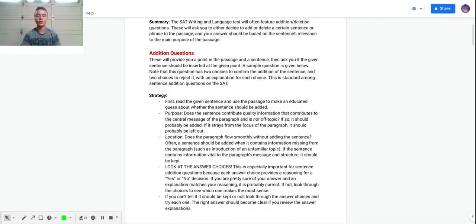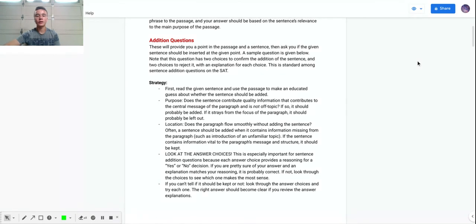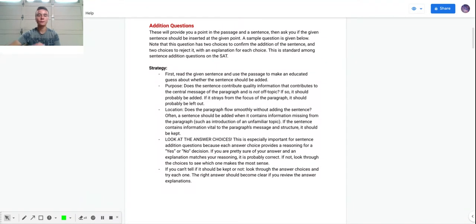As I said before, they provide you a point in the passage and a sentence and ask you if it should be inserted at the given point. Each of these has four answers, just like any other SAT question, but two of them are yes, you should insert it, and two of them say no, you should not. And the thing that makes these answers different is they give different explanations for why you should or should not insert it into the passage. So let's go ahead and talk about the overall strategy.